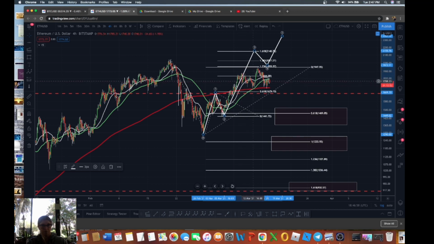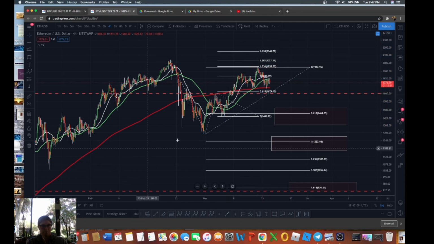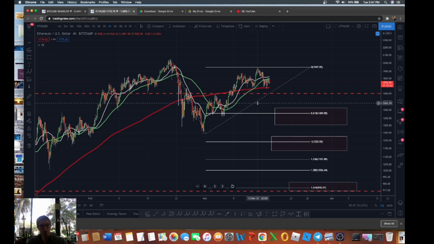This kind of took too long here. Now this is taking a while. I just think this correction is over. That is my bias, that the correction is over. Could I be wrong? Yes, absolutely. Now when we come into this red line, if we drop down and hit this red line, then this impulse, this being an impulse, is 100% invalidated. It's done. Because it's come into wave 1.